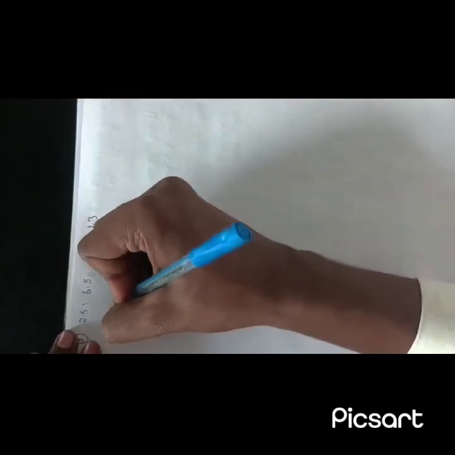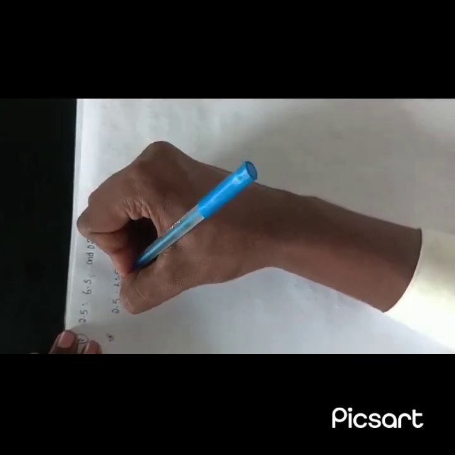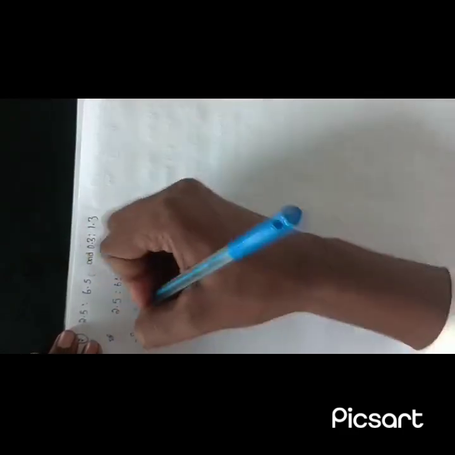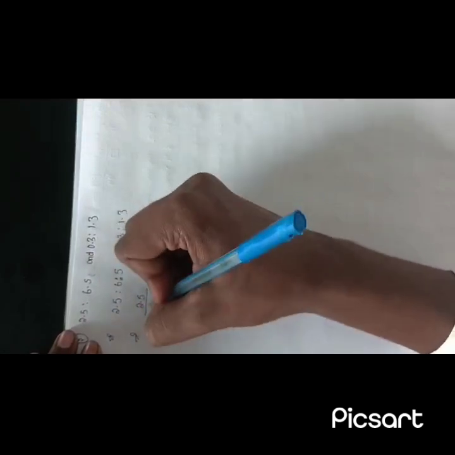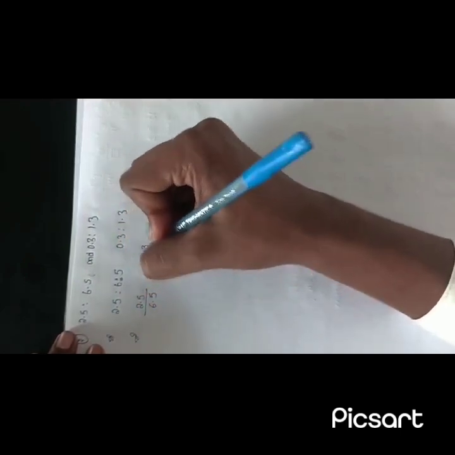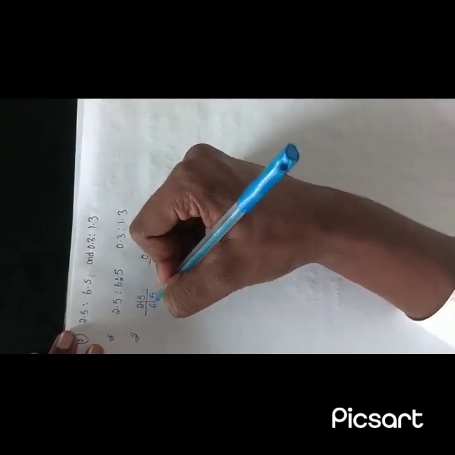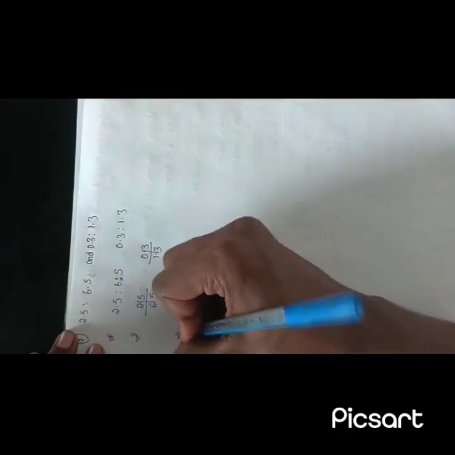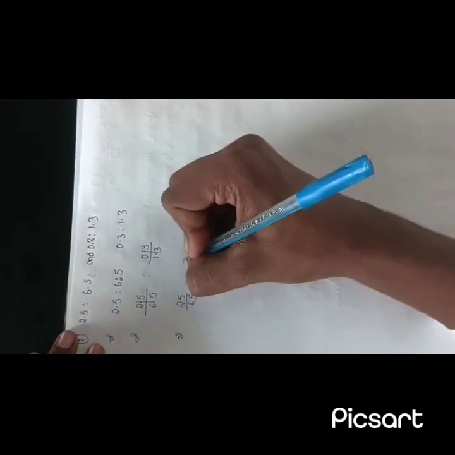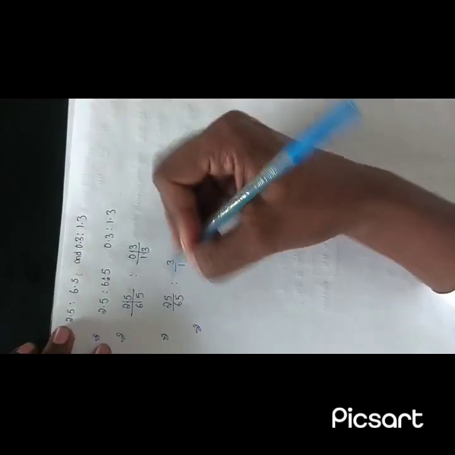So here we can get 2.5 ratio 6.5, sorry, this is 6.5, and 0.3 ratio 1.3. The ratio is 2.5 upon 6.5 and 0.3 upon 1.3. I have told you every time, if point and point are on the same basis, you simply cut out the points if it is in the divided form. So it will be 25 upon 65 ratio 3 upon 13. Now this cannot be further divided, but this can be further divided.